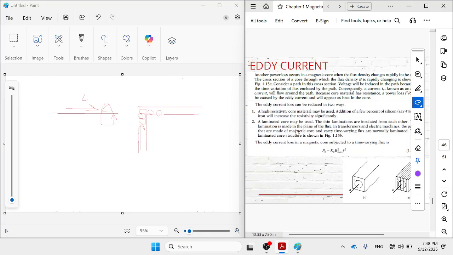So we have two losses inside the core which cannot be avoided. Remember these two. This is a good question for the final exam, for me to ask you to explain how they are created, how we can avoid them, and how you can explain.